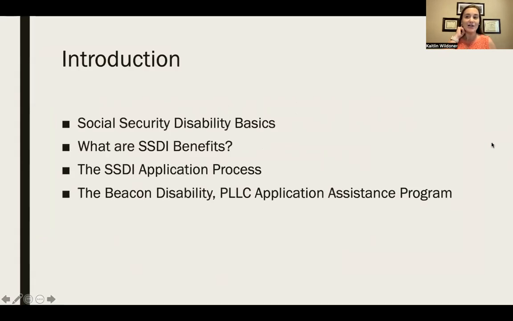Here is our roadmap for today. We will first start by talking about Social Security disability basics. We'll talk about what SSI benefits are, the SSI application process, and then finally, the Beacon Disability PLLC Application Assistance Program. I know on the slides it says SSDI. We are talking about SSI today. SSDI we talked about last week, and that's why these slides are a little bit off. The rest of them should be correct, but we are not talking about SSDI today in detail.